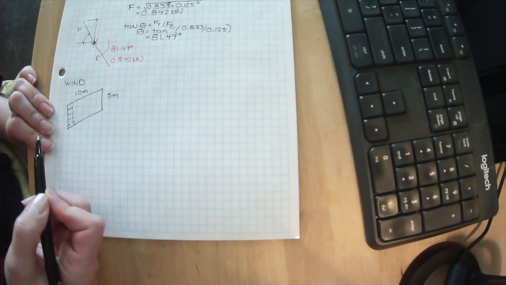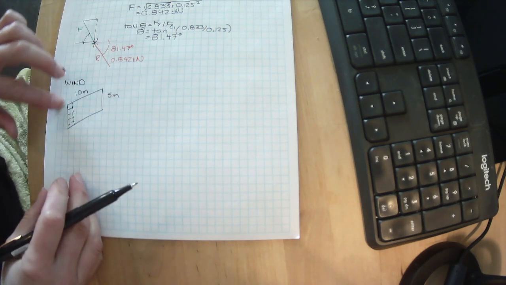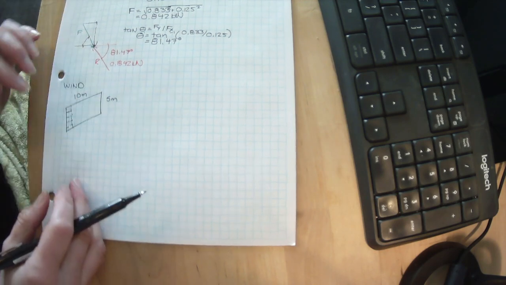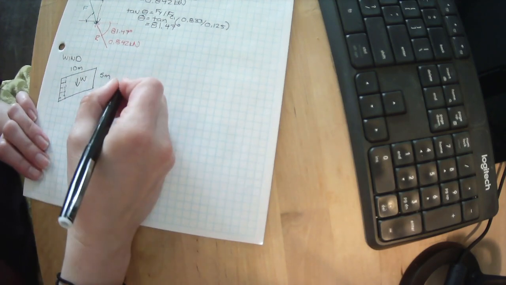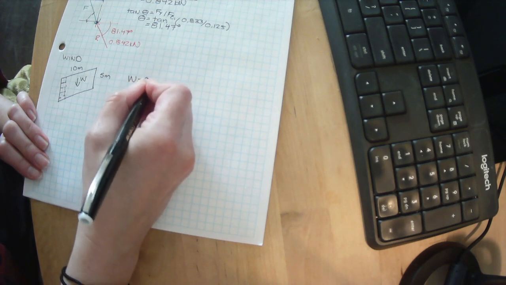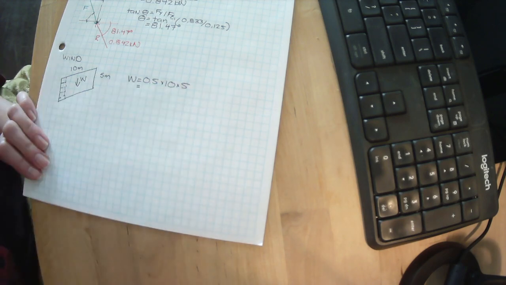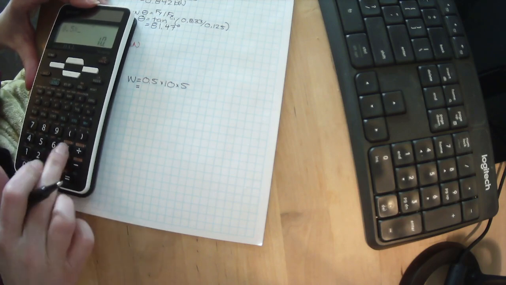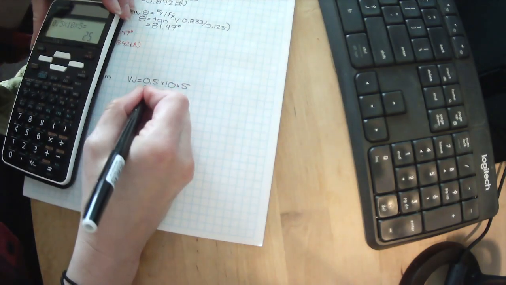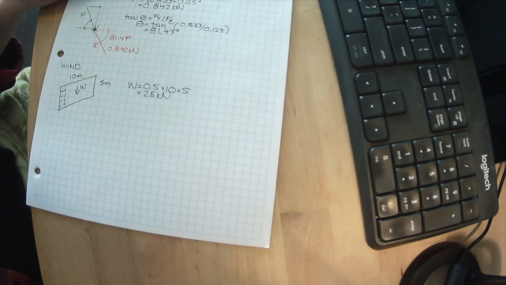Each one of these little tiny blobs weighs 0.5 kilonewtons, and they're all acting downwards. We can say this total billboard has a downward weight of 0.5 kPa times 10 meters times 5 meters, or our area. 0.5 times 10 times 5 is 25 kilonewtons. So this board weighs 25 kilonewtons, okay?